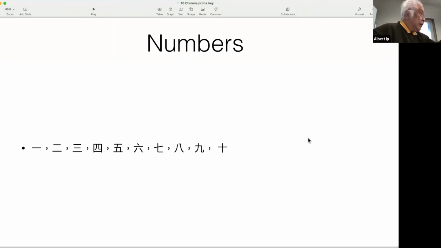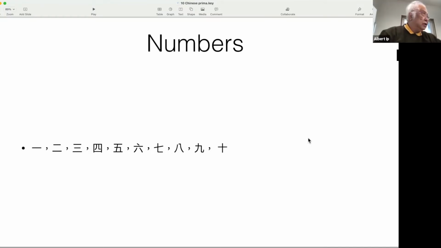1 is 1 stroke, 2 is 2 strokes, 3 is 3 strokes. So you already learned 3 Chinese characters. Easy, right? 1 stroke, 1, 2 strokes, 2, 3 strokes, 3. Now, I don't want you to learn the rest. Learn the last one, 10, okay? A cross, easy, right? Now you have learned 4 characters.